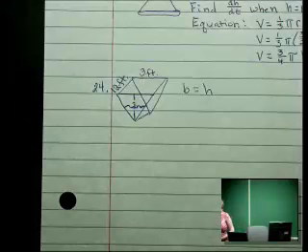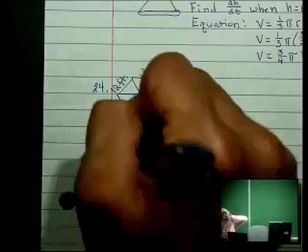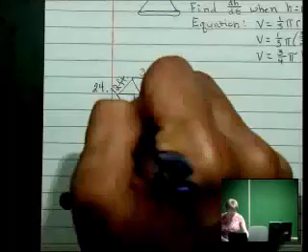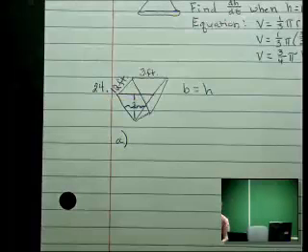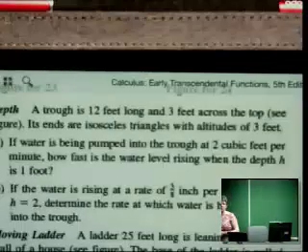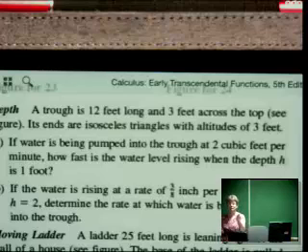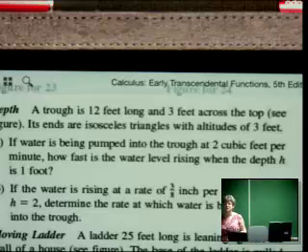All right, back to the problem. 12 feet long, 3 feet across, and the depth is 3 feet, which means the base is the same as the height. Now, in the A part, we have water being pumped into the trough at 2 cubic feet per minute. What is that a measurement of? Volume. Not just volume, but rate of change in volume with respect to time. So the symbol we're going to use is dV/dt = 2.